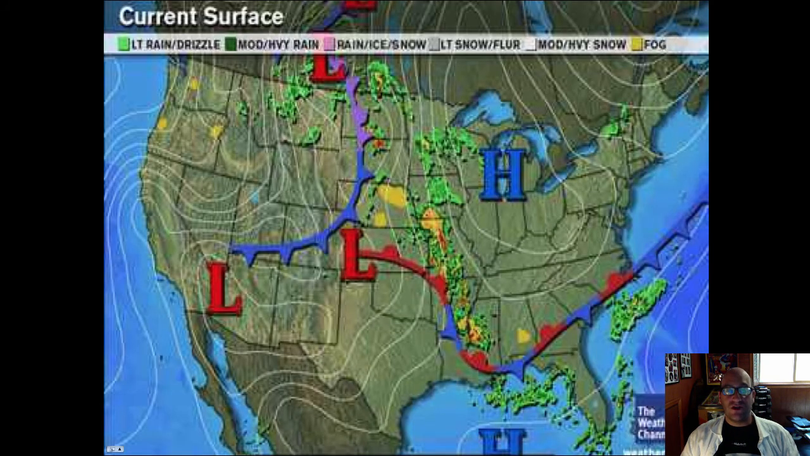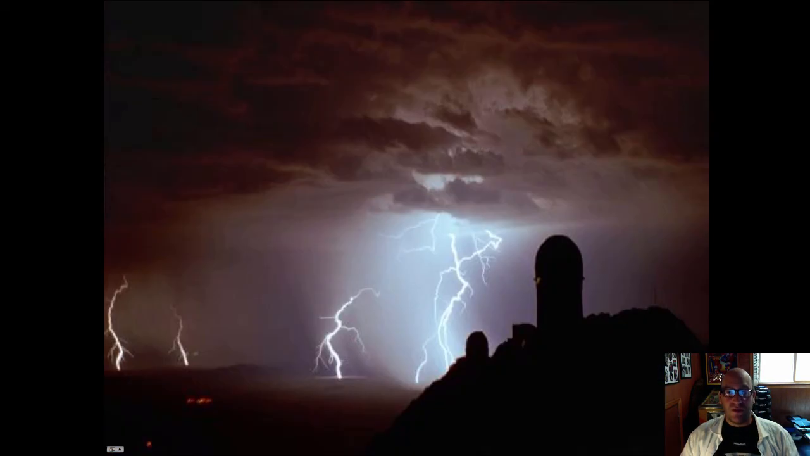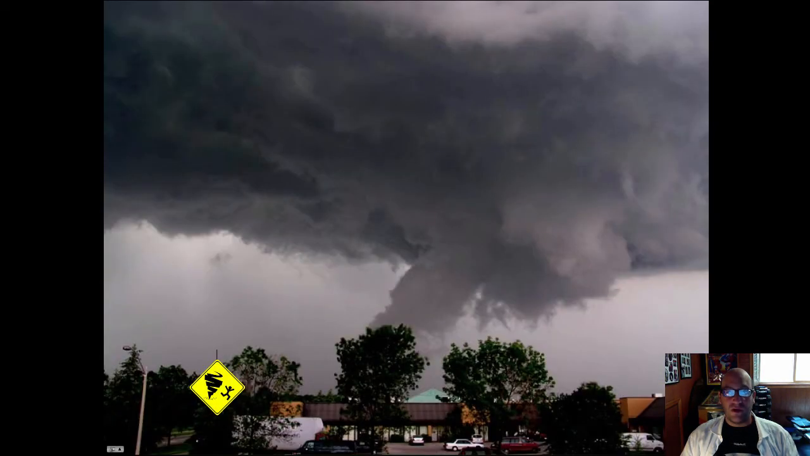We'll talk about weather prediction. You'll kind of know what these H's and L's are and what these little symbols are all over the map and these lines going all over the place, how they're drawn and how they can be used to predict the weather. We'll talk about severe weather, things like lightning and tornadoes and hurricanes.